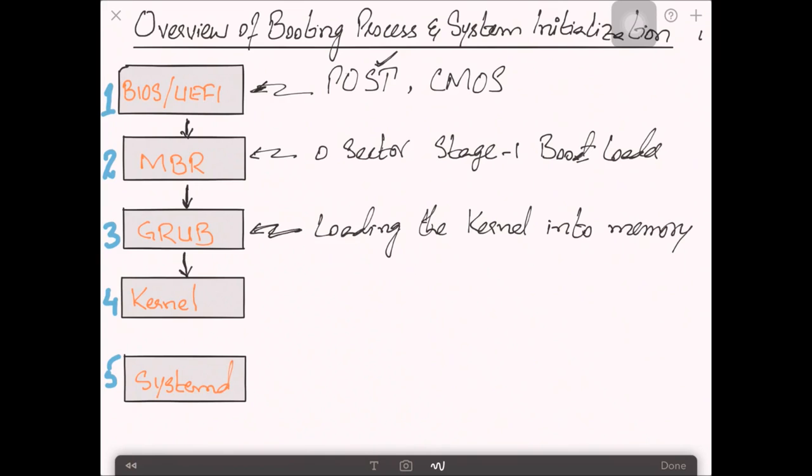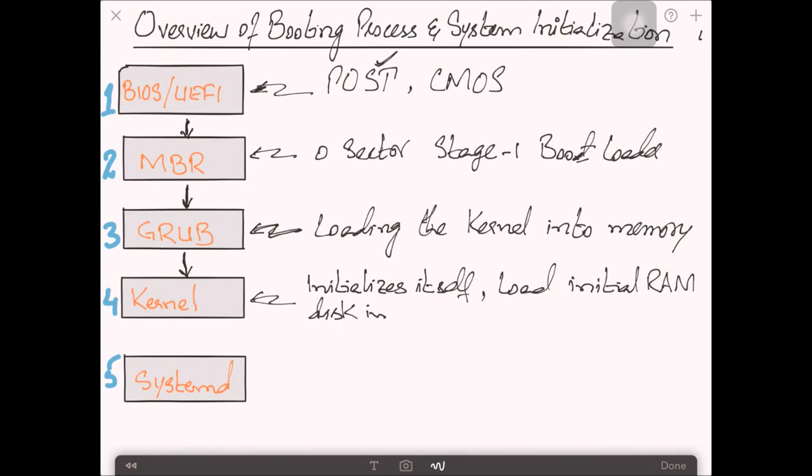Once the Linux kernel is loaded into memory, this kernel initializes itself. Then it loads the famous initial RAM disk image, and this initial RAM disk image contains a temporary file system with different loadable kernel modules that are used to load the actual or the permanent root file system.